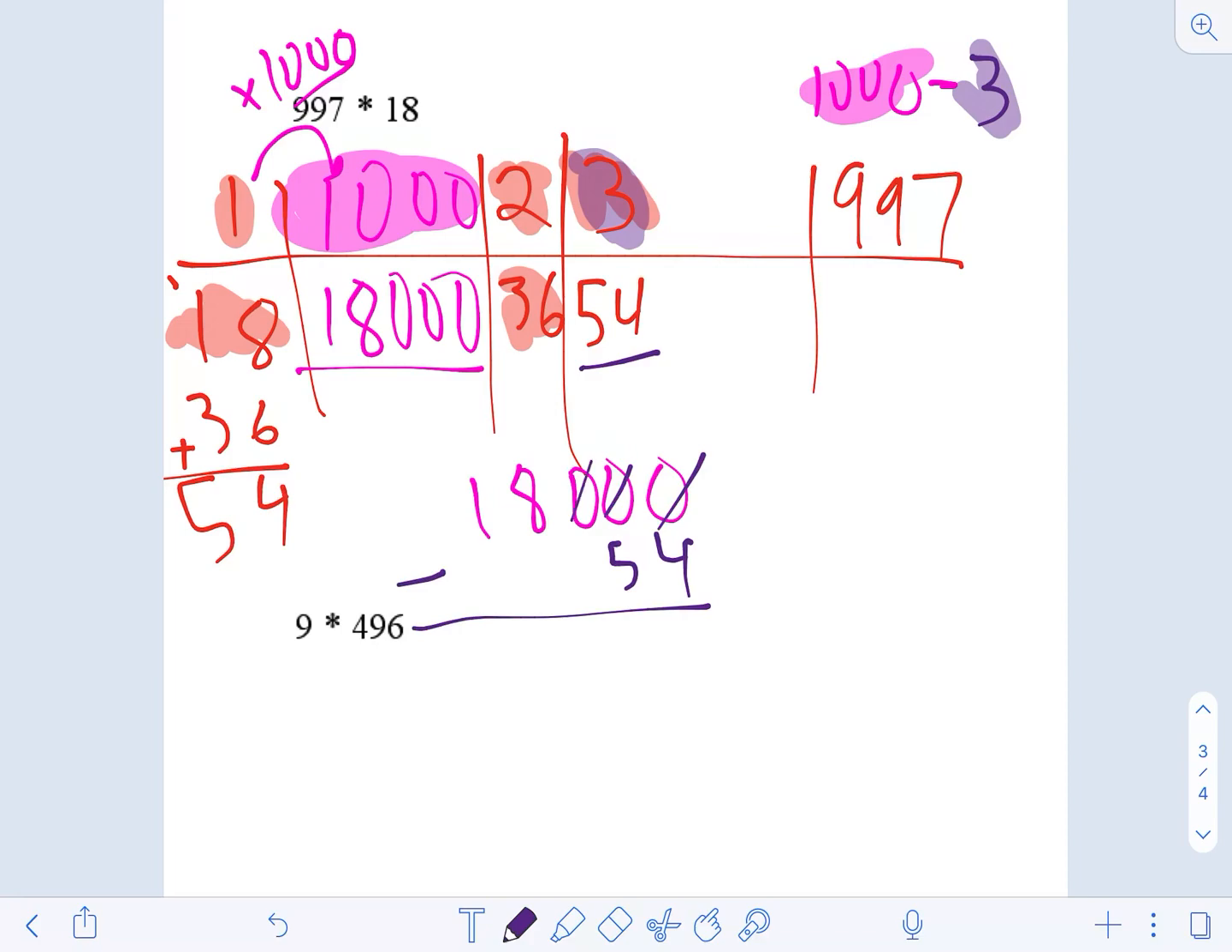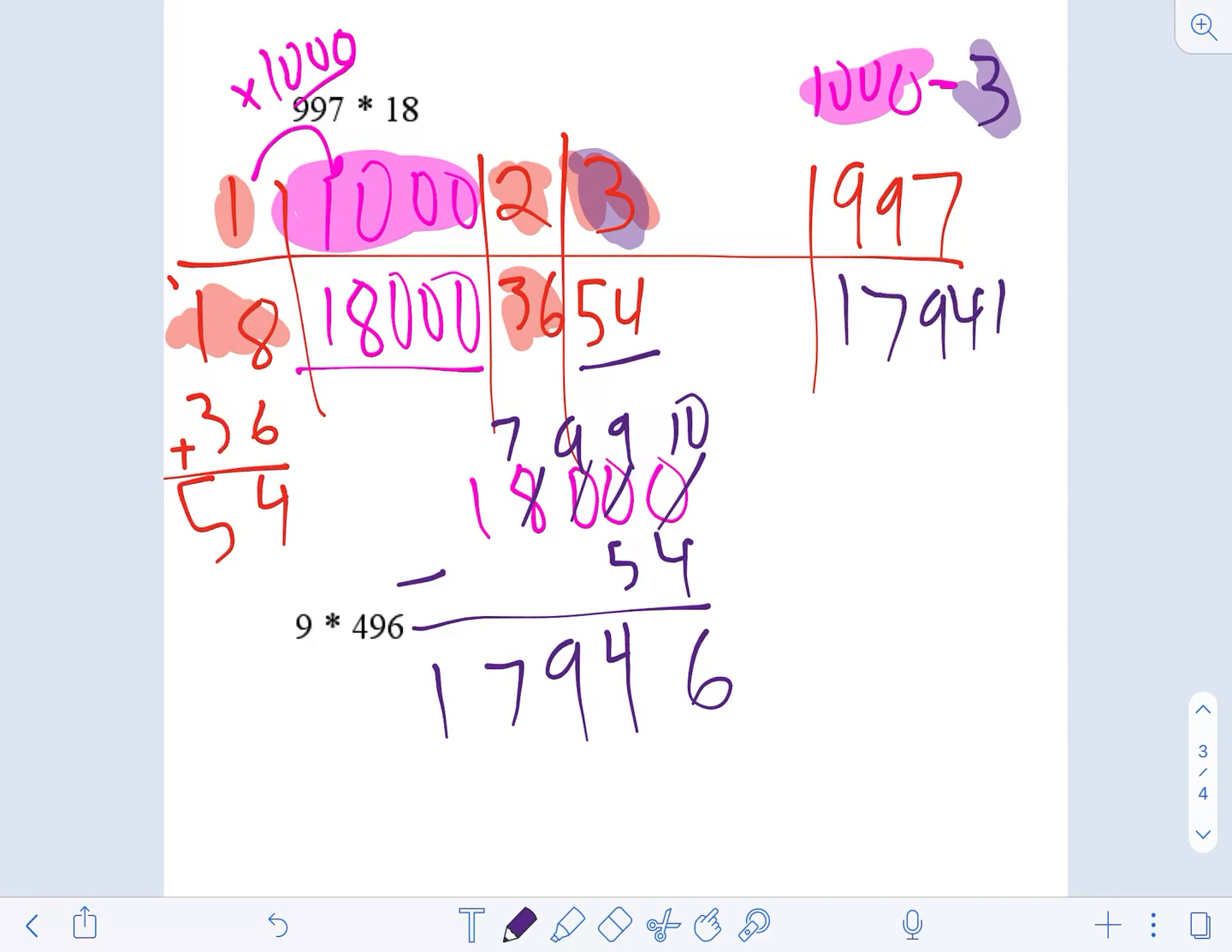Borrow, borrow, borrow. Boom. That's a 7, that's a 9, that's a 9, that's a 10. 10 minus 4 is 6. 9 minus 5 is 4. 9 minus nothing is 9. 7, 1. There you go. 1, 7, 9, 4, 6. So 997 times 18 is 17,946. That's kind of cool, right? Okay, one more, I think. Let's see. Yep, one more.